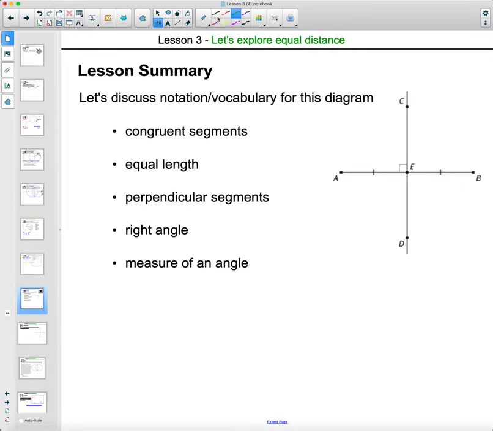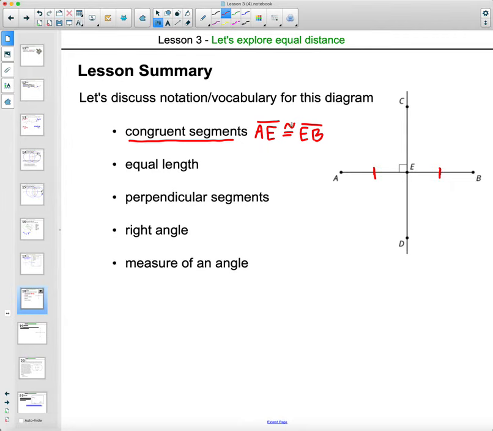So in this diagram, we've got congruent segments. Okay, so how do we mark congruent segments? So CD is the perpendicular bisector of AB. So segment AE is congruent to EB. So we mark it with tick marks. And then when you write this down, you'll see it written like this. AE is congruent to EB.